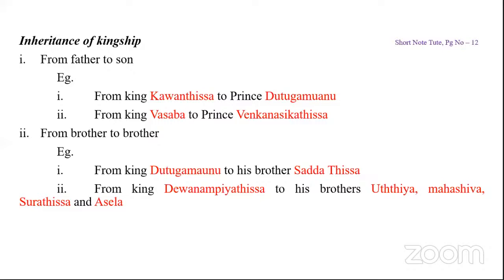So at this time, Dutugamunu had a son. Dutugamunu's son was not given the kingship because he married a girl belonging to a lower caste. Devanampiyatissa did not give the kingship to his own son, because his son had fled in fear of death to southern Sri Lanka. So he gave the kingship to his brothers Uttiya, Mahashiva, Suratissa and Asela.